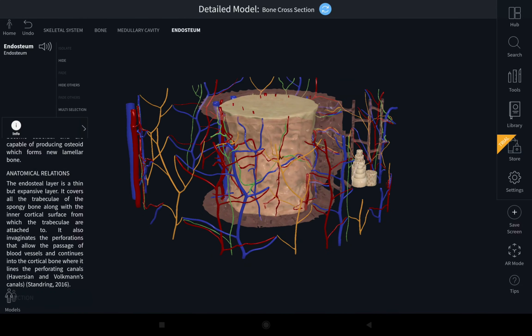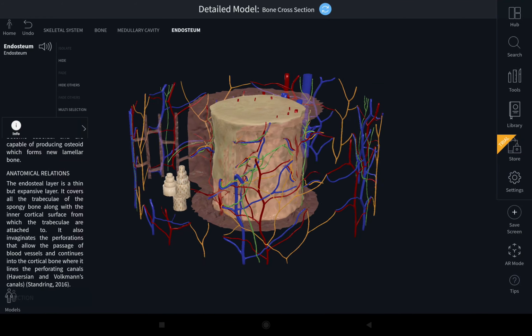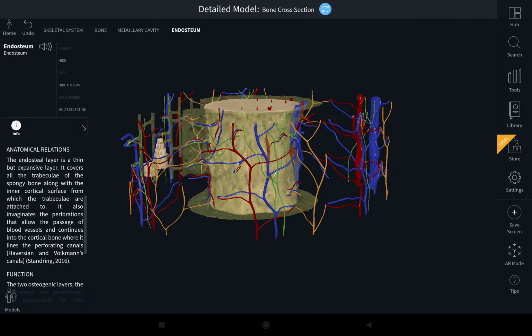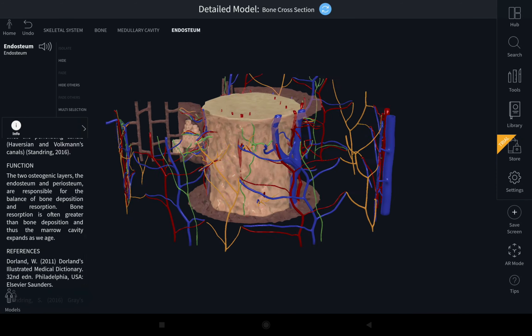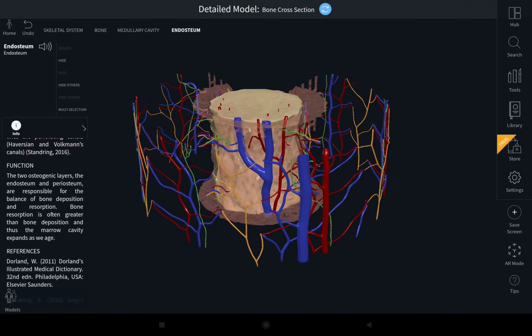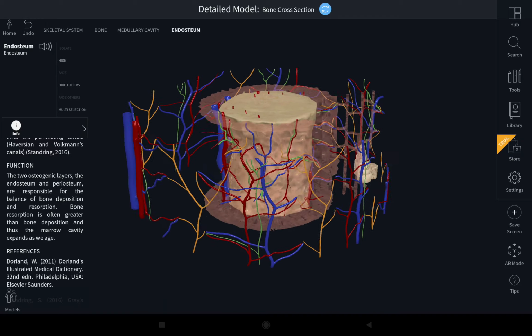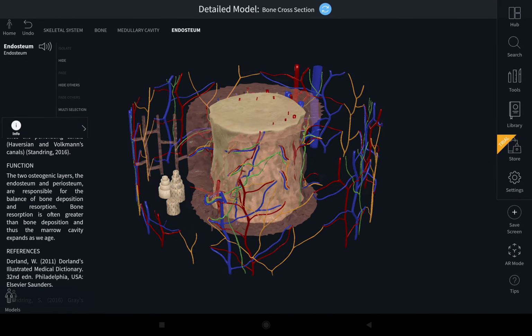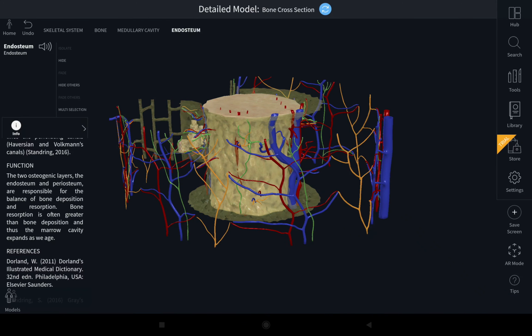It also evaginates the perforations that allow the passage of blood vessels and continues into the cortical bone where it lines the perforating canals, Haversian and Volkmann's canals. Function: the two osteogenic layers, the endosteum and periosteum, are responsible for the balance of bone deposition and resorption. Bone resorption is often greater than bone deposition, and thus the marrow cavity expands as we age.